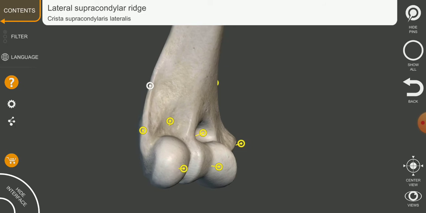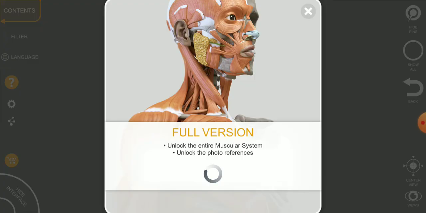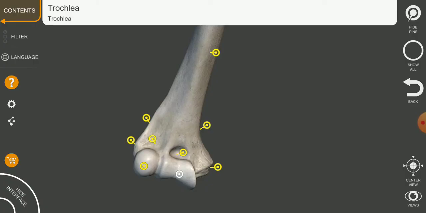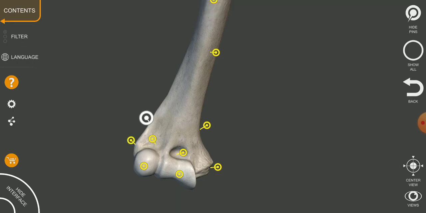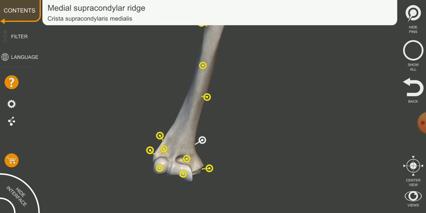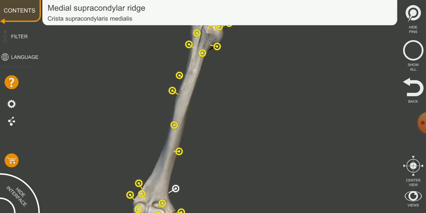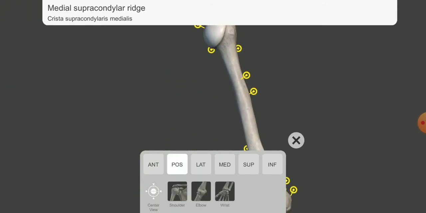So now we understand that at the inferior end, we have the trochlea for the ulna, the capitulum, the lateral epicondyle, the lateral supracondylar ridge, the radial fossa, the coronoid fossa, the medial epicondyle, and the medial supracondylar ridge. Now we will rotate the bone toward the posterior view, on the back side.